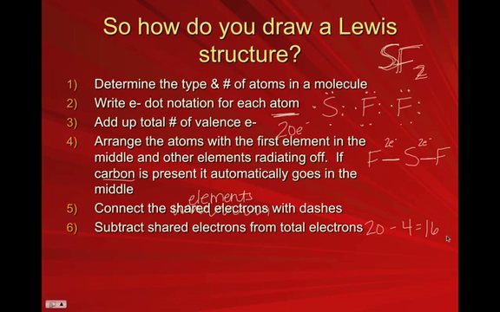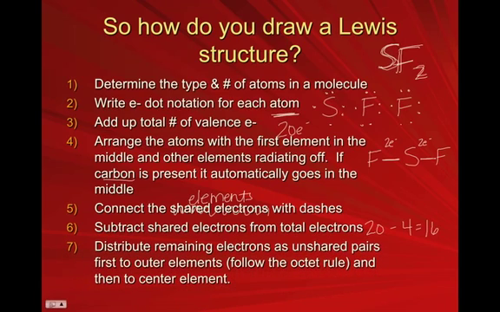Where do we put those 16 electrons? Well, distribute them as unshared pairs. First on our outer elements, so that we follow the octet, and then we put whatever leftovers are on the center. So this fluorine right here has 2 electrons, so it needs 6 more. So now we can take that 6 off of this 16, which leaves us with 10. Now this fluorine has 2 electrons, it needs 6 more. So take another 6 off, which leaves us with 4. Now our center element's all we have left, so these 4 electrons go on the center element.